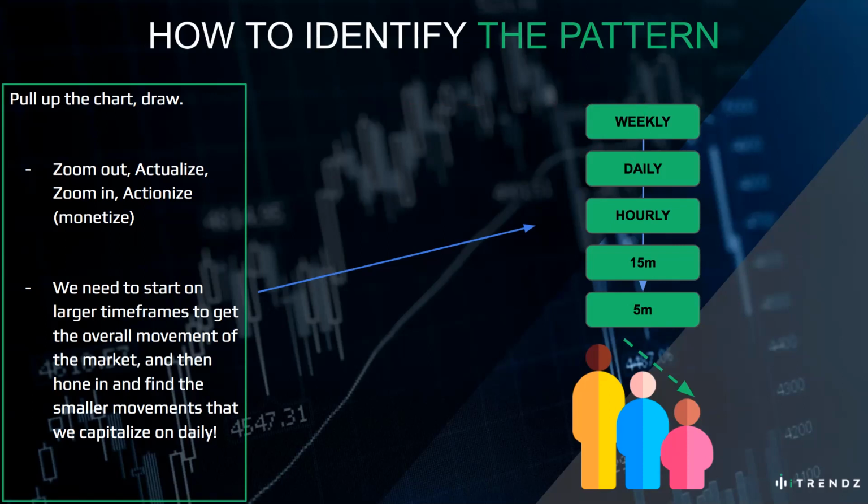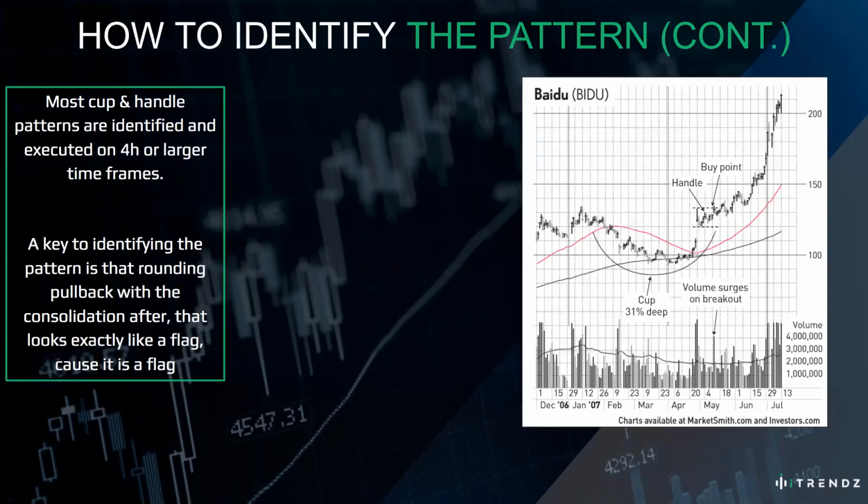It gives us a clearer view of what is truly going on in the stock. So how do we identify the cup and handle pattern? Right here we have a photo of Baidu from marketsmith.com and investors.com. Thank you very much for the photo. This is from 2006 towards the 2008 level, but this is a perfect version of a cup, then handle, breakout, and then a continuation in price, right?